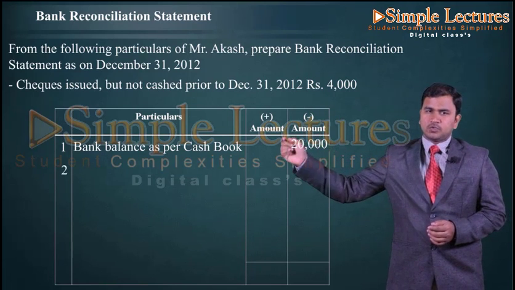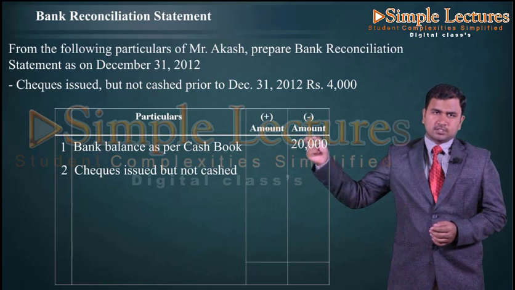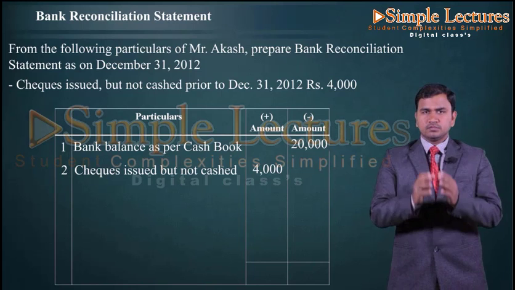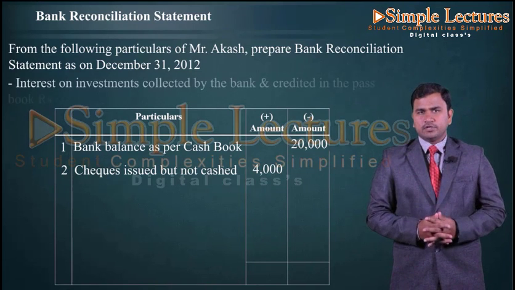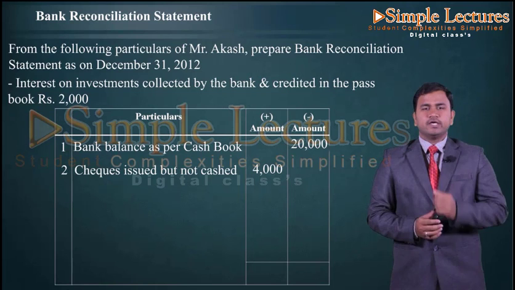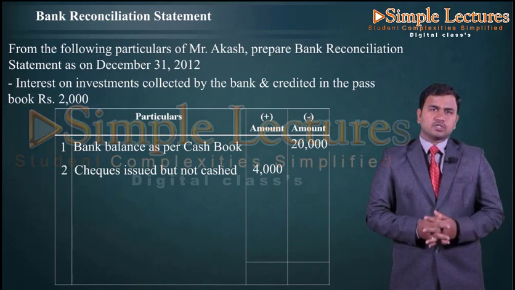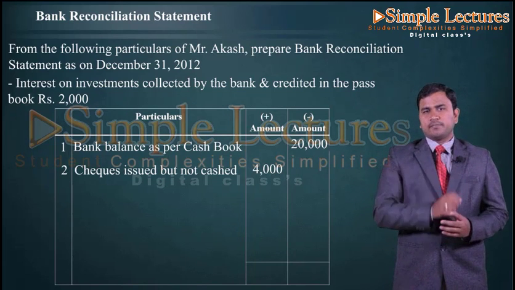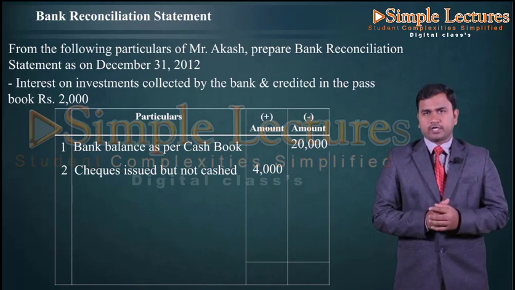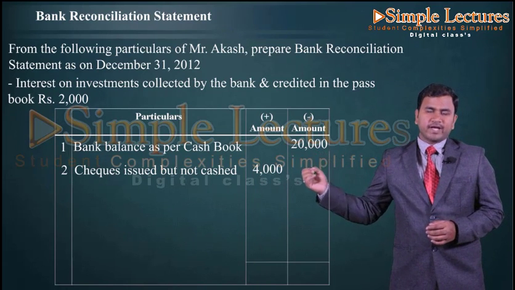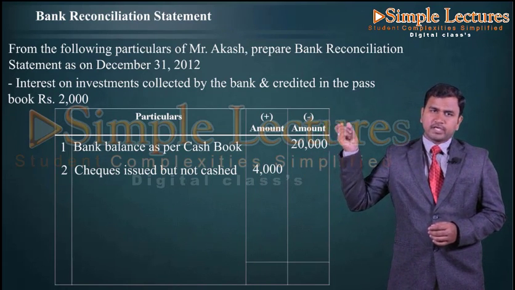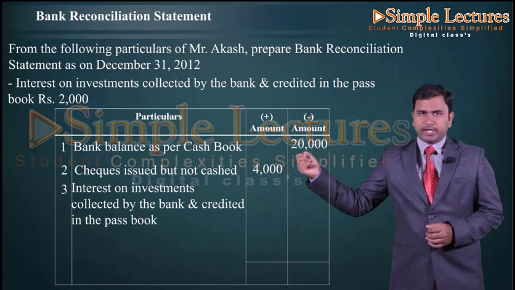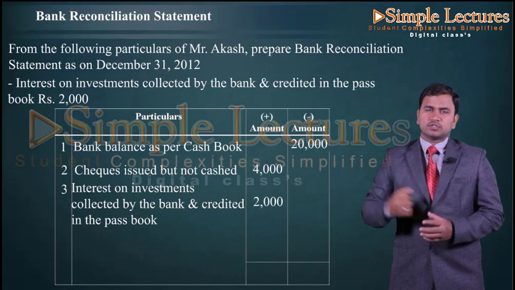So, here the serial number 2, check issued but not cashed. So, in positive amount column we are going to write 4,000. Then we have interest on investment collected by the bank and credited in the passbook, rupees 2,000. So, here the interest was collected by the bank and it was credited to the passbook, but it was not added in the cash book. So, again this 2,000 rupees we have to add here to the balance as per the cash book. So, now the serial number 3, interest on investment collected by bank in positive amount column 2,000.